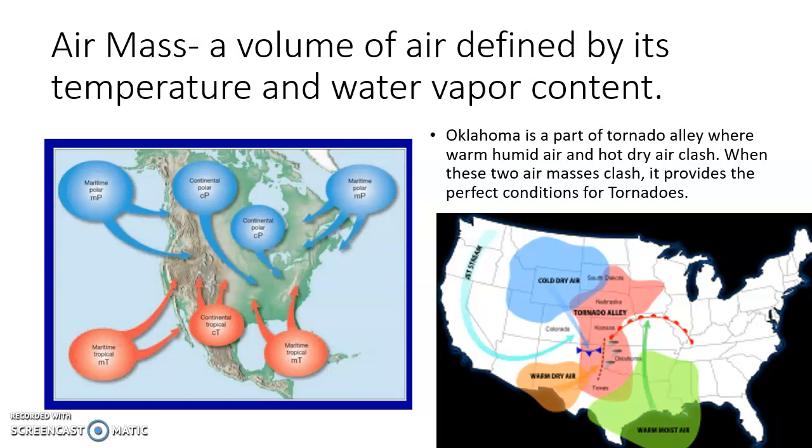Oklahoma is part of Tornado Alley, where warm, humid air and hot, dry air clash. And when these two different air masses clash, it provides the perfect conditions for tornadoes, which is why Oklahoma is more susceptible to tornadoes than states such as Florida.